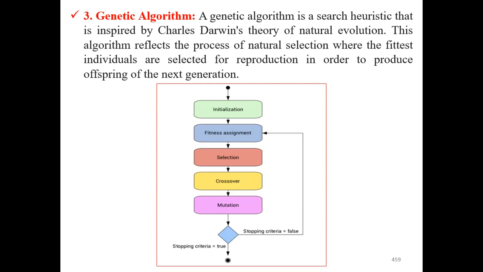These are the steps this genetic algorithm follows. First, we initialize the values, input values, and hidden values. Then fitness assignment, what type of fitness you would like to calculate, that is a mathematical function, then selection, crossover, mutation, and we check the condition. If it is true, it will give the output. If it is false, again it will run the algorithm. That is called the genetic algorithm.